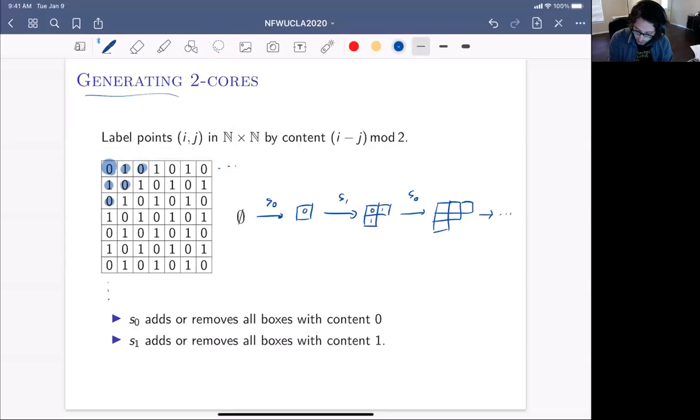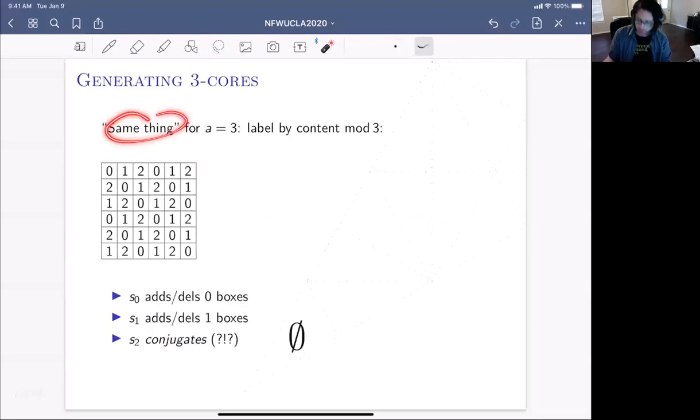Okay, we could do the same thing for three cores. And by the same thing, I'm going to actually do something different. So this time, first of all, I'm going to take A equal to 3. I want to take the content mod 3, so 0, 1, 2, et cetera. But now S0 is going to add or remove boxes with 0. S1 is going to add or remove boxes with 1. And S2 is going to conjugate.